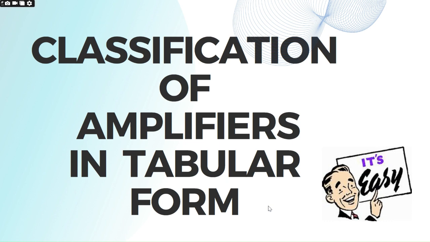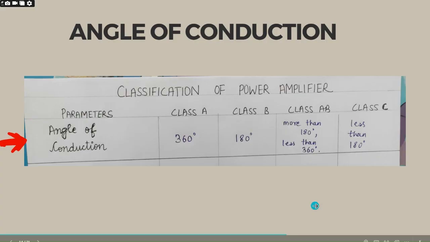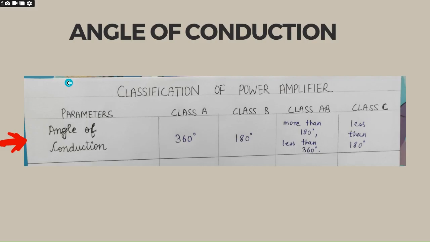Now is the trick that I was talking about. Since it can be a bit of a tedious task to remember all this, let's put all the data in a tabular form and fill it along with me. The first parameter that we will be considering is angle of conduction. Angle of conduction specifies the duration or angle measured in degrees for which the active device follows the flow of current. This angle is crucial for determining the efficiency and distortion characteristics of an amplifier.